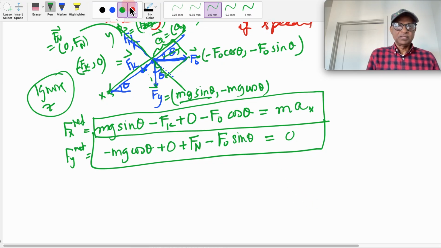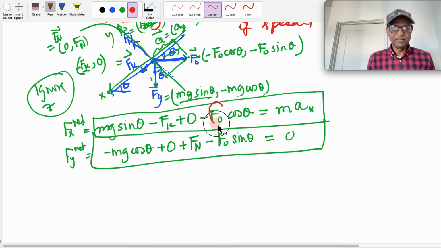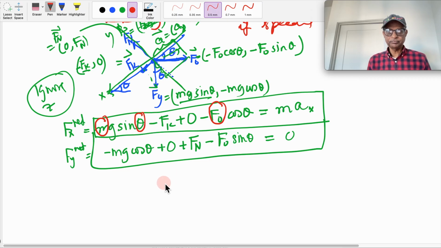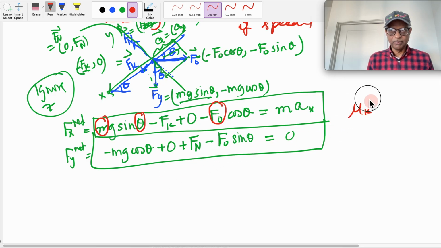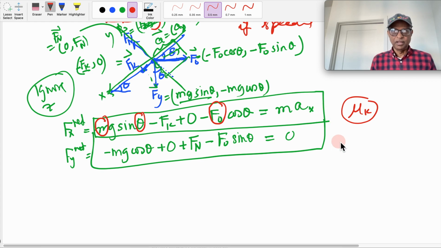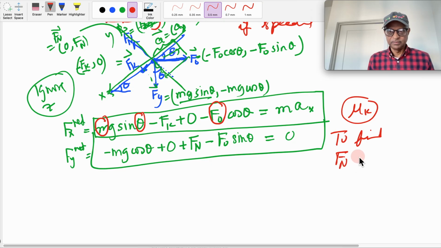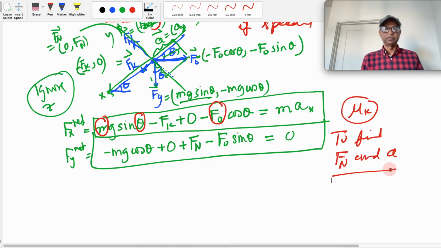So what kind of things can you be asked to do, and what can you be given? Suppose you're given F0, how much force you're applying. You're also given m, and you're also given the angle, and you're also given mu k. So these are given. To find: Fn and a. These things you have to find.